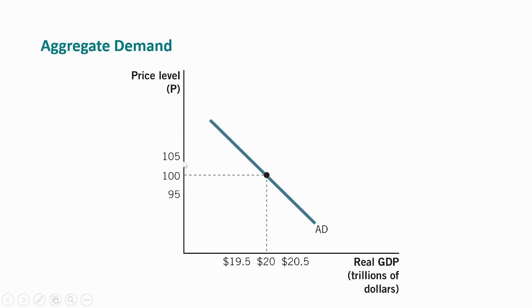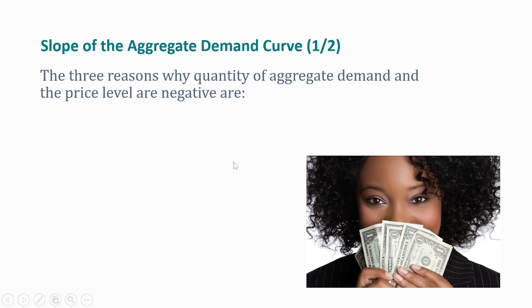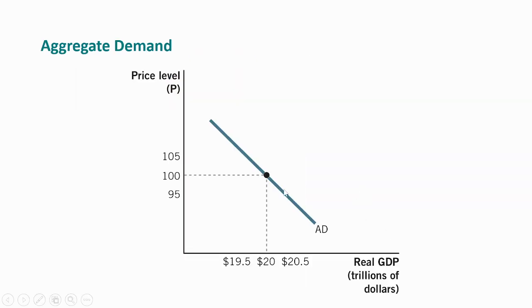So what happens if the price level increases? We see that when the price level increases, the real GDP will reduce, for example to this point. When the price level increases, our real GDP is reduced. You see that the slope of aggregate demand is downward sloping.